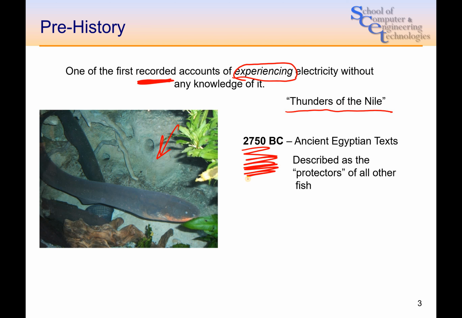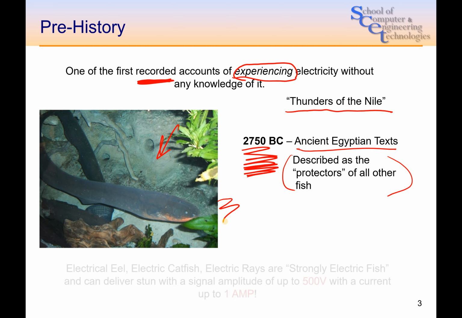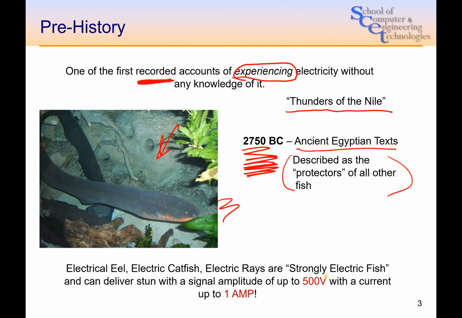2750 BC. That was a really, really, really long time ago. In ancient Egyptian texts, they wrote about the protectors of all other fish. And in case you haven't figured it out yet, that is an electric eel. Electric eel, catfish, rays are strongly electric. You might be thinking, yeah, strong is a relative word. How bad could it be? They can actually deliver a charge, basically a stun, of 500 volts at 1 amp.